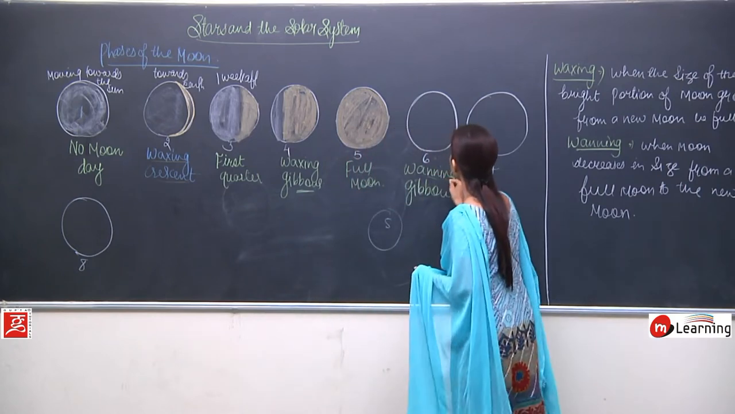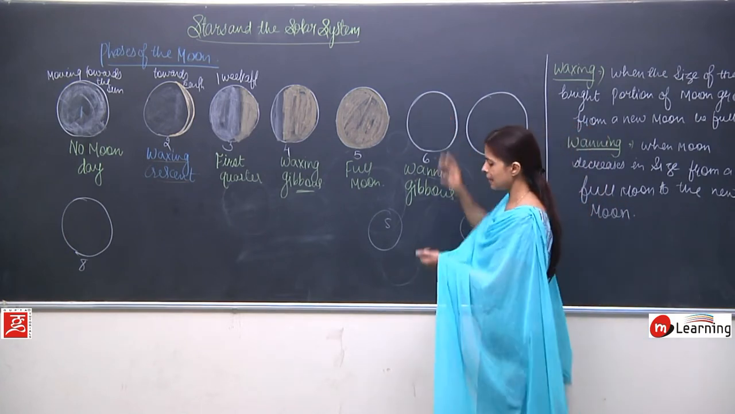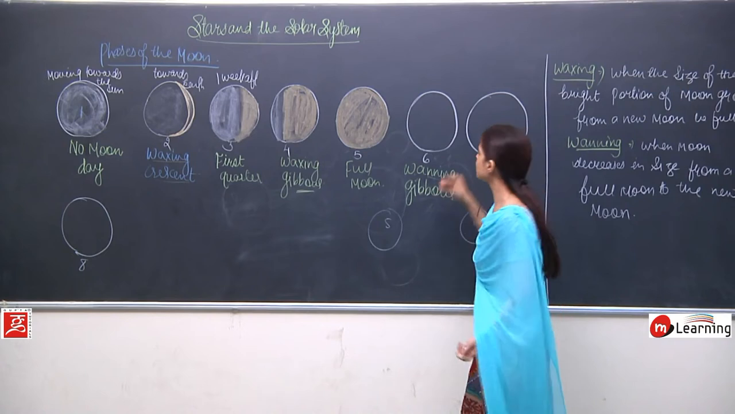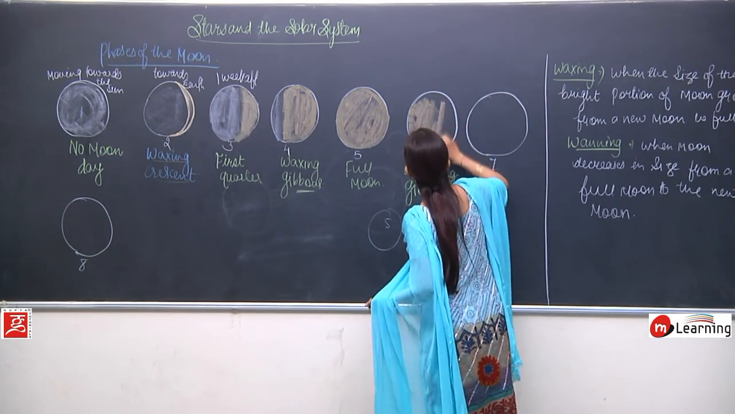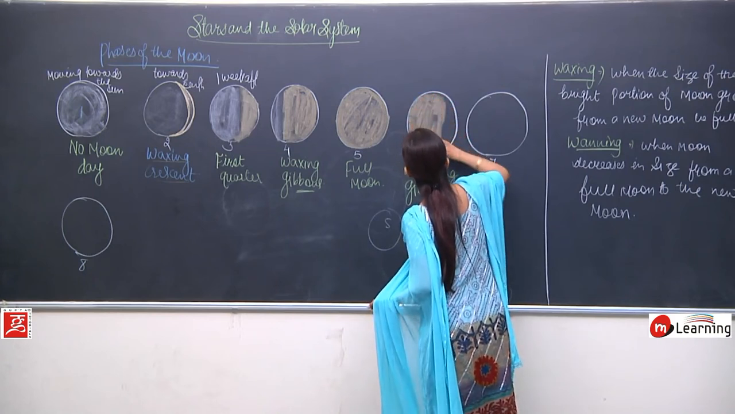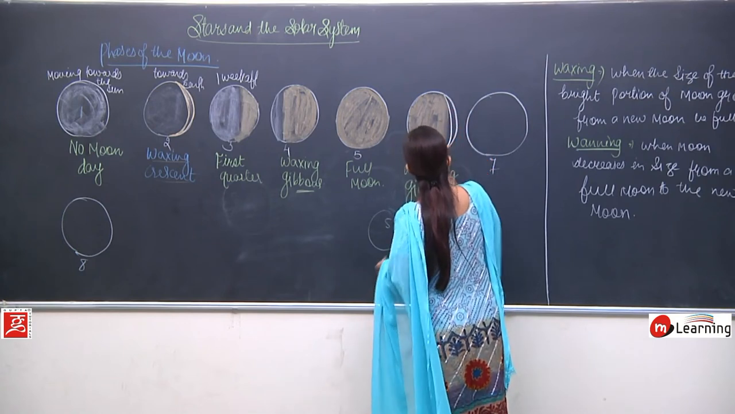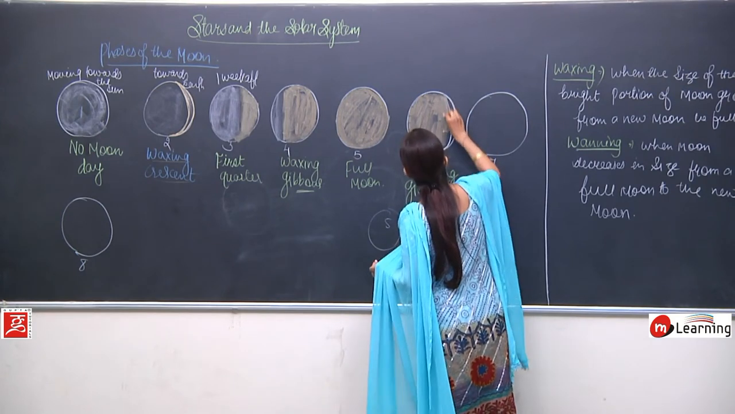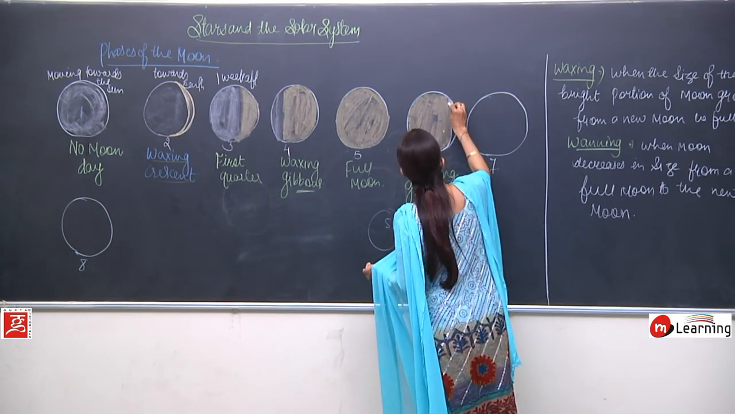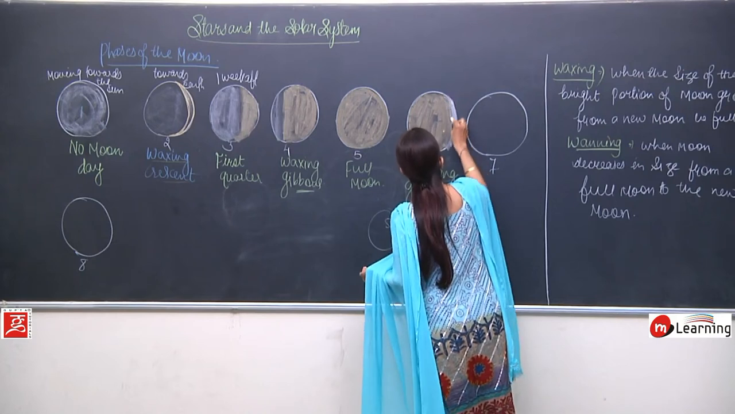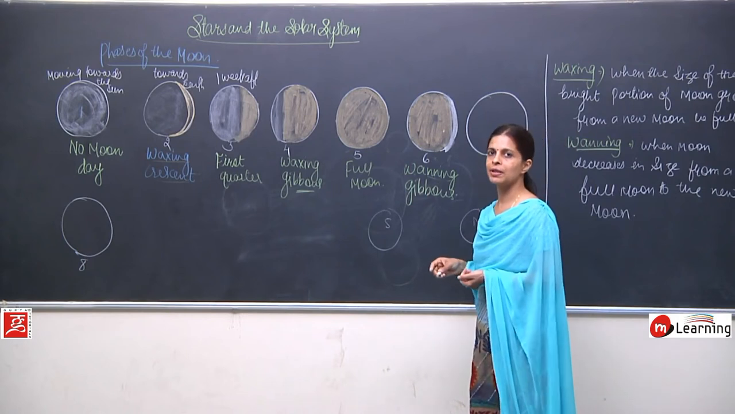Now see, waning means it's becoming smaller, but gibbous means big. So it is very big, but slightly it has started becoming smaller. This part has now become smaller. That means this white part is now not visible, so it has reduced from its size. It was full moon and now it has become waning gibbous.